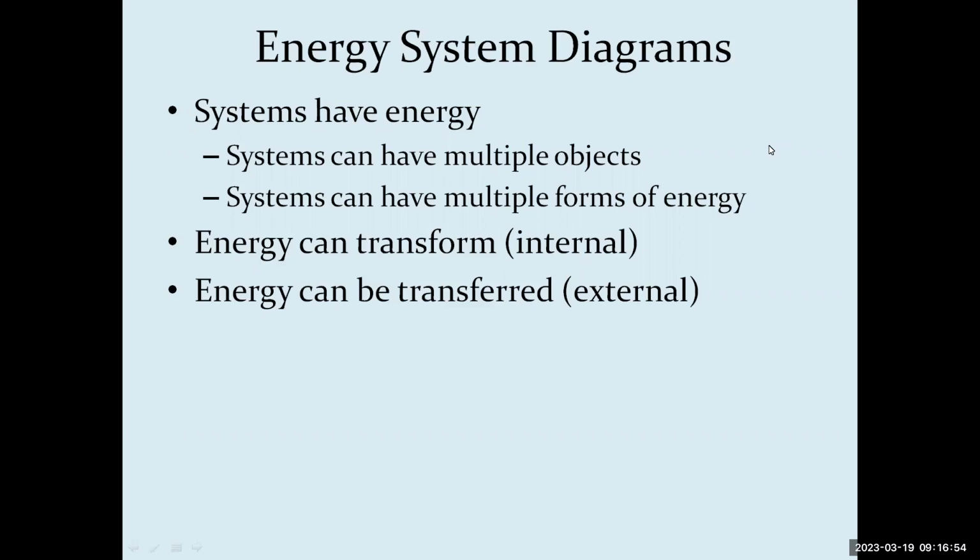As you can see, thinking about energy can get complicated pretty quickly. I often might have multiple systems in any given context. Those systems can have lots of objects in them, lots of forms of energy, and that energy can transform internally or it can be transferred externally to another system. To keep track of all of that, I'm going to introduce a new representation called an energy system diagram, which I will show off with an example.